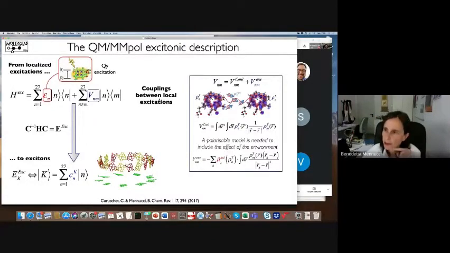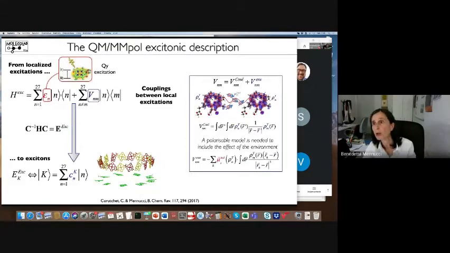What is very important, however, in order to have a correct picture, is to introduce the effect of the environment both on the excitation of each bacteriochlorophyll, which is called site energy, and on the coupling between excitations. In particular, the coupling between excitations is generally described as a Coulomb interaction between transition densities localized on each bacteriochlorophyll.